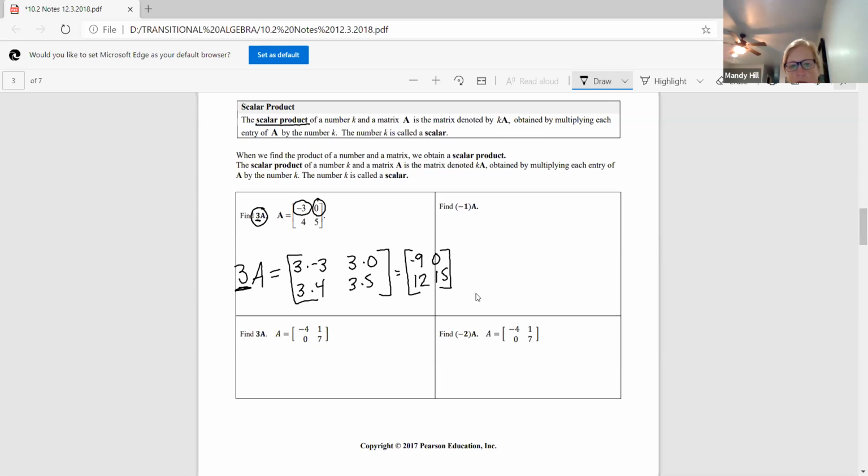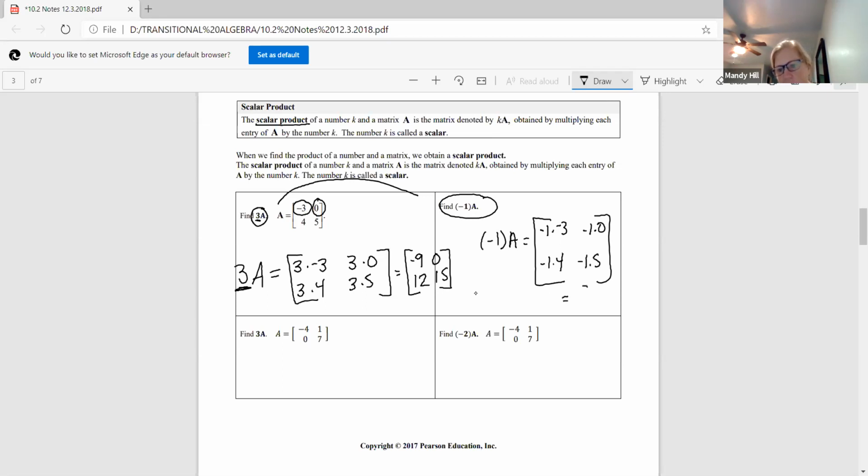So I'm going to use this same A. If we're taking A and multiplying it by -1, -1 times A. Well, -1 should just be the opposite of what we had. So -1 times -3, -1 times 0. I'm using this matrix right here. -1 times 4 and -1 times 5. We would end up with 3, 0, -4, -5 is our answer. It would be the exact opposite of this.